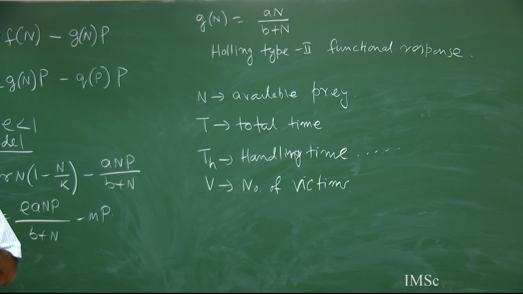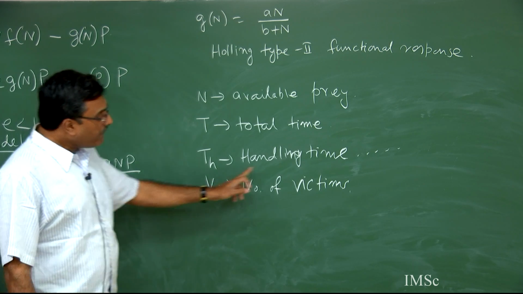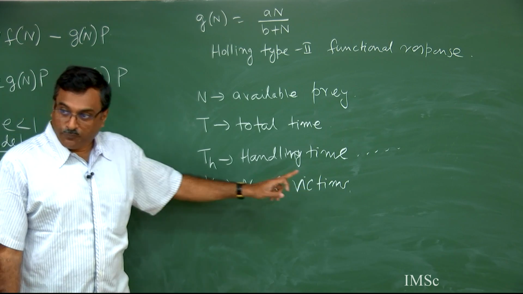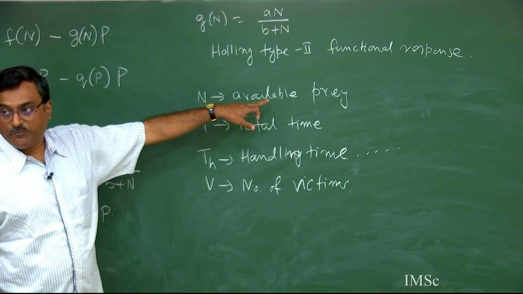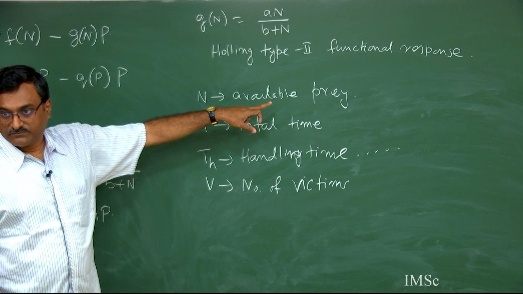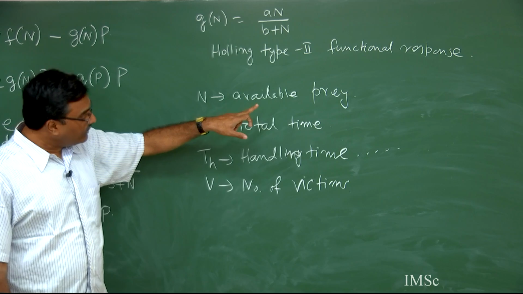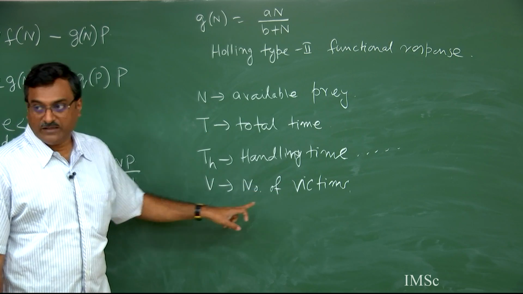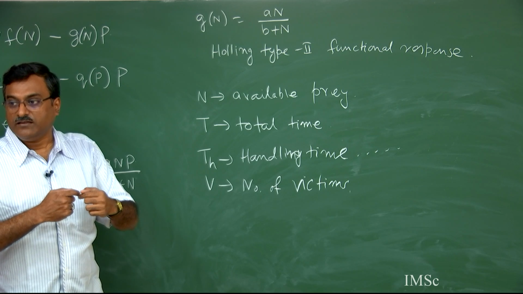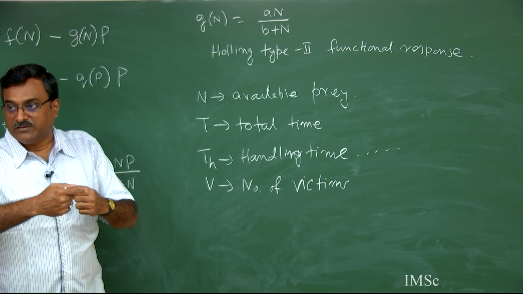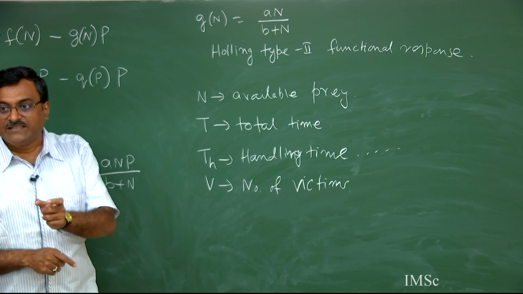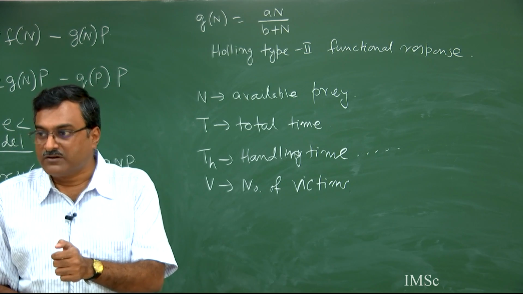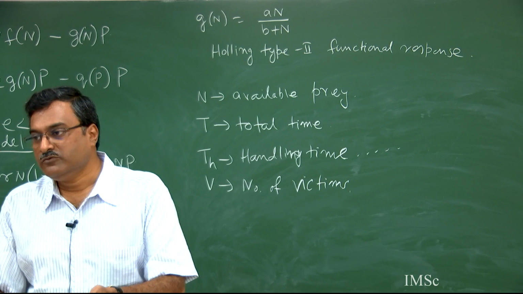What is the assumption? That the number of victims is proportional to the abundance of the prey population, right? And also the number of victims is proportional to the time they have for searching the prey item. The idea is that if there is no time for searching, they will not be able to catch a single prey.